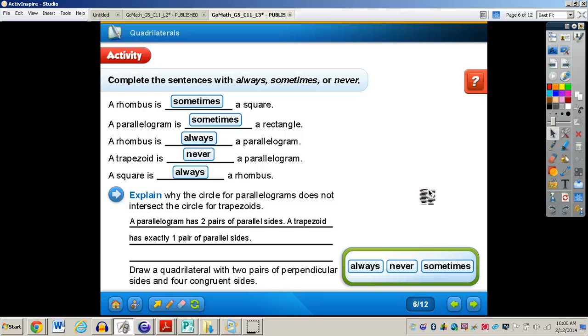Okay, now what I do want you to do at the bottom of page 450, it says draw a quadrilateral with 4 pairs of perpendicular sides and 4 congruent sides.